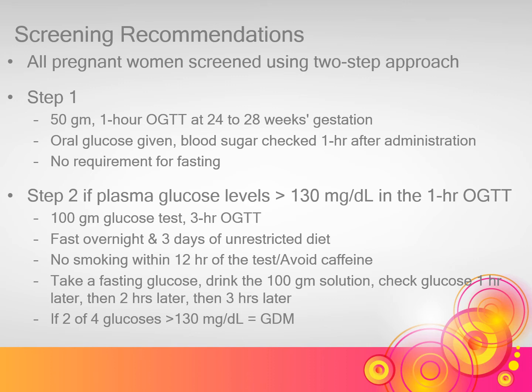So when they come in for their procedure, the first thing that's done is they take a fasting glucose, then they drink the 100-gram solution. Then they'll check the glucose 1 hour later, then 2 hours later, then 3 hours later, for a total of 4 finger sticks. If 2 out of the 4 glucoses are greater than 130, mom is officially diagnosed with gestational diabetes.